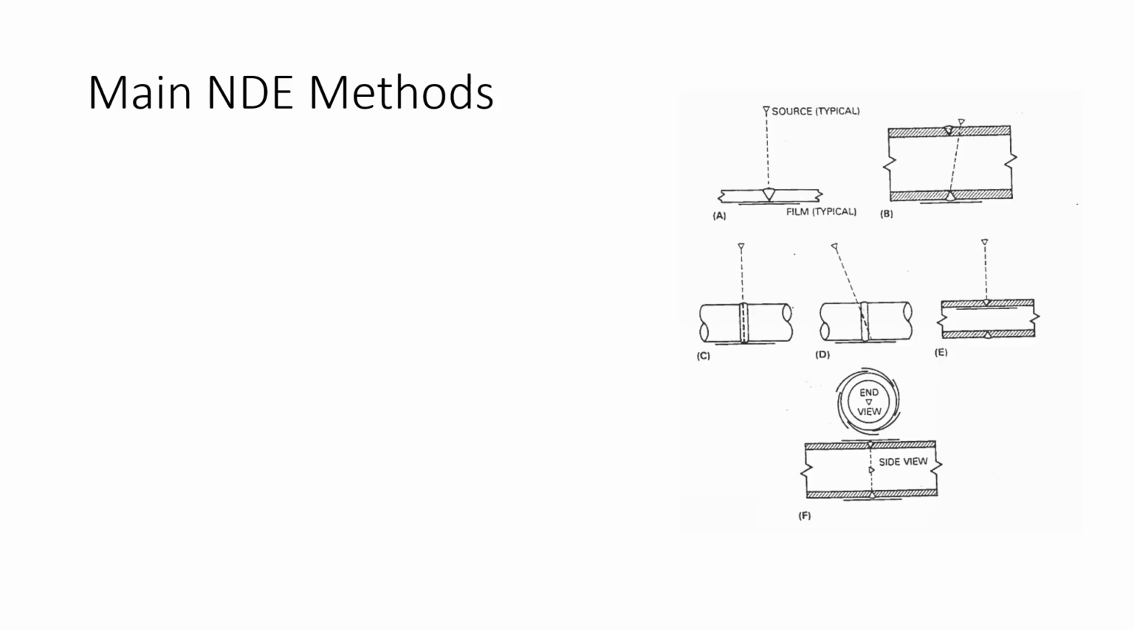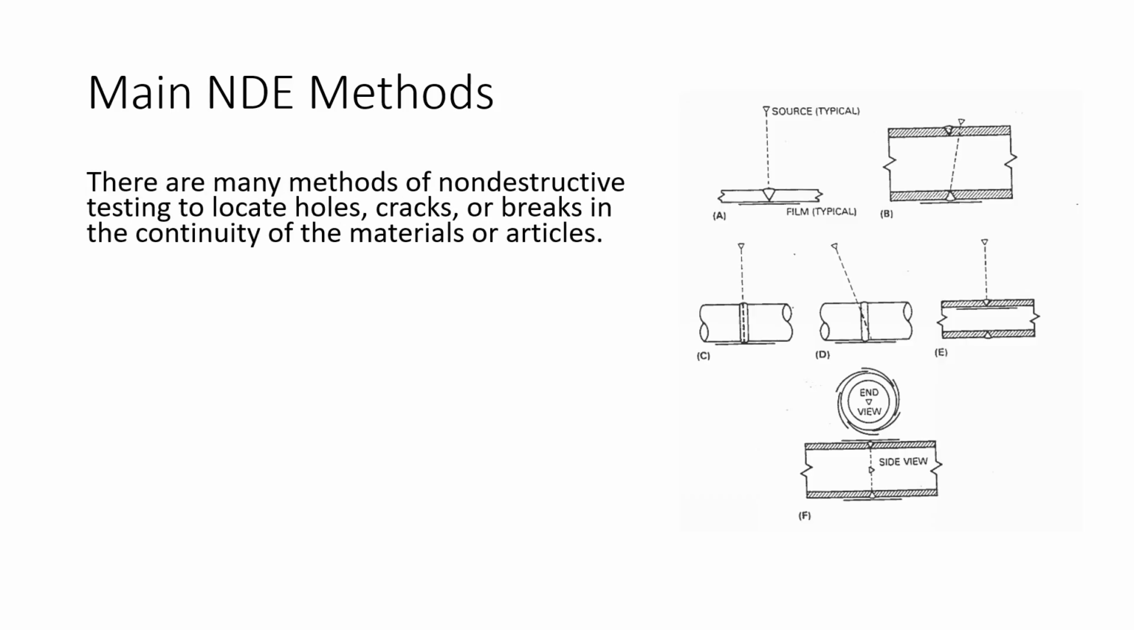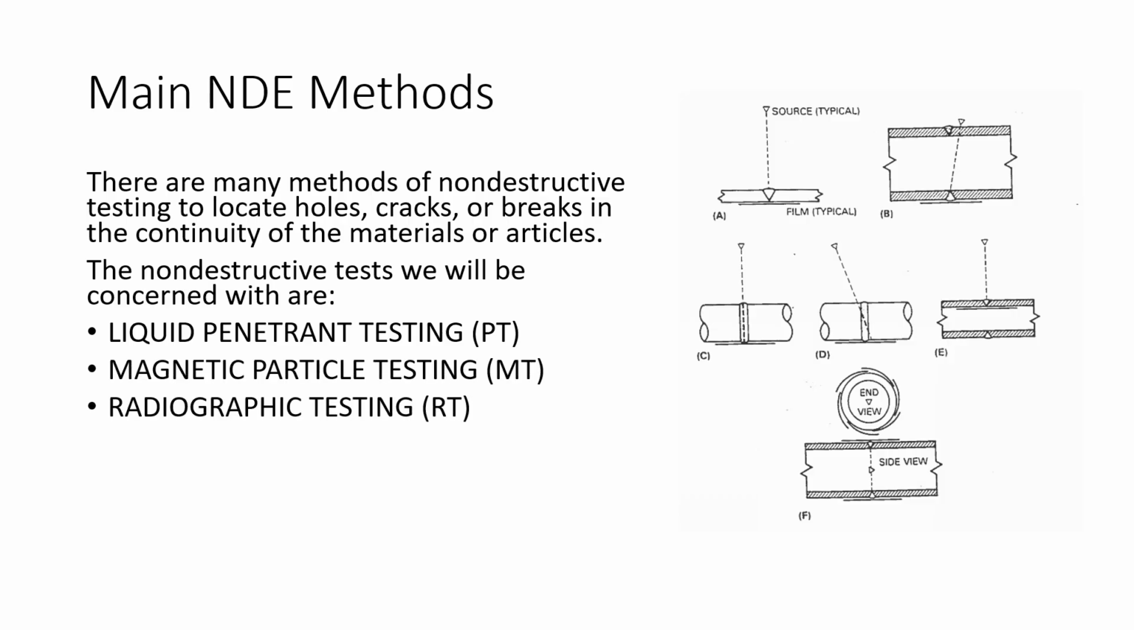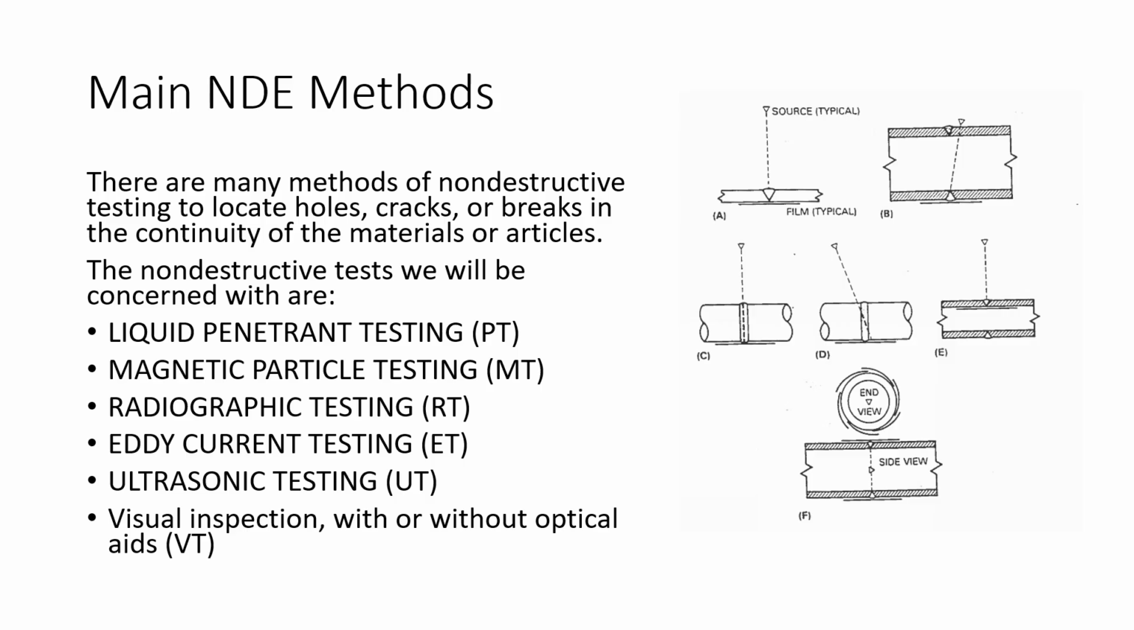So the main testing methods that we're going to talk about, and I'm a welding guy, so we're probably going to skew in that direction a little heavier, are used to locate holes, cracks, breaks, other flaws or discontinuities in materials or other articles. The ones we're going to look at are liquid penetrant testing, mag particle testing, radiographic testing, eddy current testing, ultrasonic testing, and not listed here is visual testing. We're also going to touch base on that one.